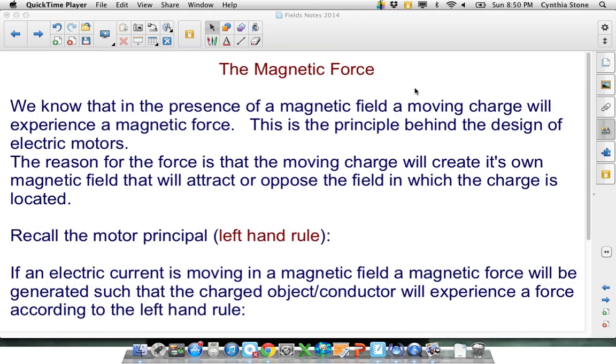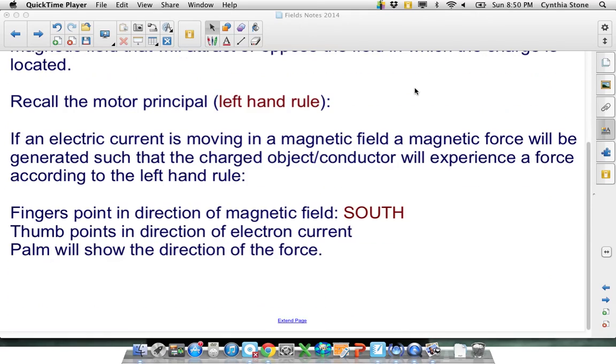If an electric current is moving in a magnetic field, a magnetic force will be generated such that the charged object will experience a force. Here's the left-hand rule. Your fingers point in the direction of the magnetic field, which by convention we say is south. Whatever the south pole is, that's the direction. Your thumb points in the direction of the current, and your palm will show you the direction of the force. This means nothing without actually doing it. So let's see.